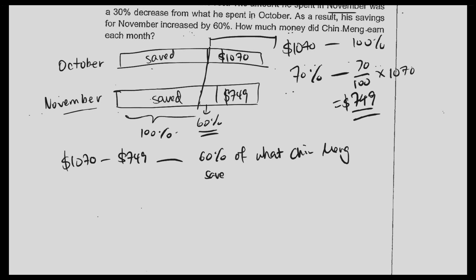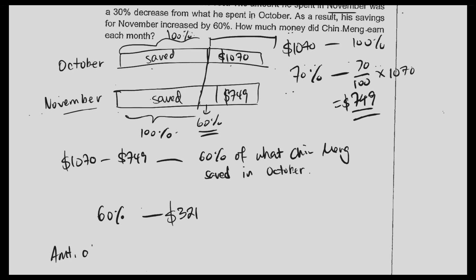This is equivalent to 60% of what Chin Meng saved in October, right? And what we want to find out is this amount of 100% plus 1070, because that's what he earns in a month, right? So if we calculate out 1070 minus 749 first, we will see that 60% is equivalent to $321.